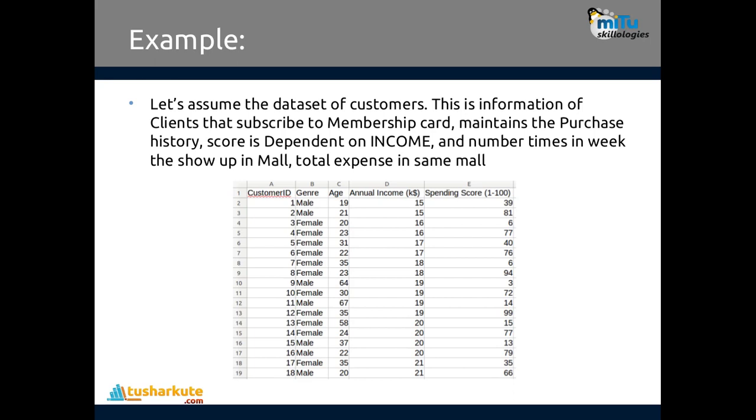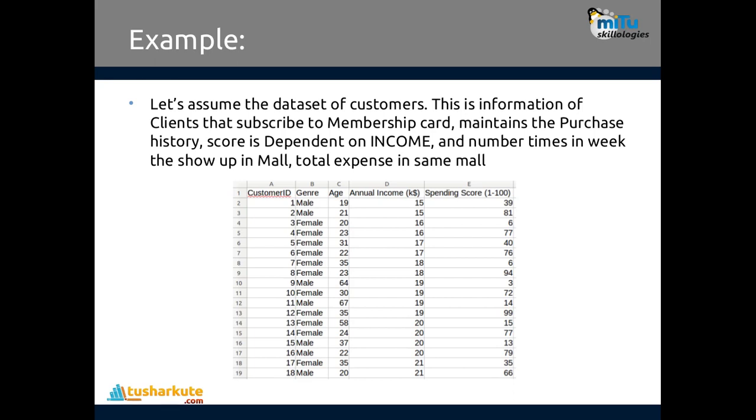Now let's assume a data set. The data set name is mall_customers.csv. What's the meaning of this? This is the information of clients that subscribe to the membership card. Whenever you visit a particular mall, they give you a membership card, and on that card some information about the customers is maintained. They maintain the purchase history, and the score depends upon the income, the number of times in a week the customer visits the mall, and total expenses in the mall.